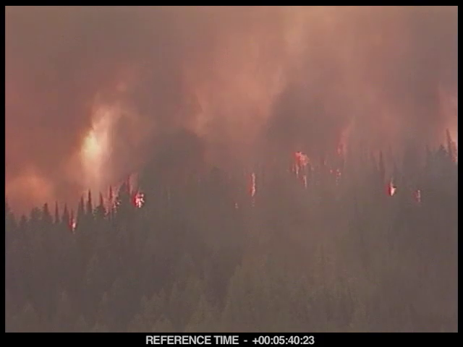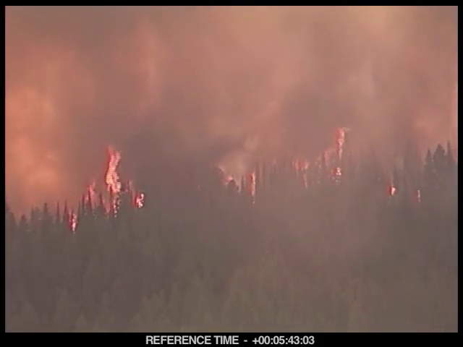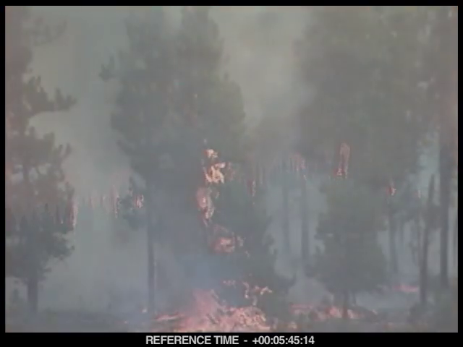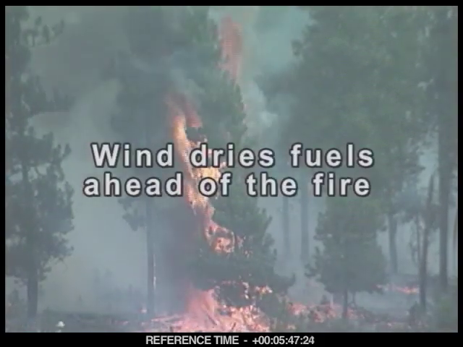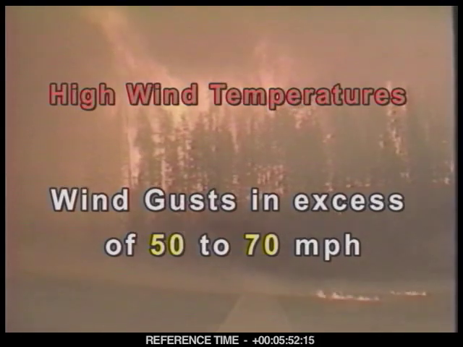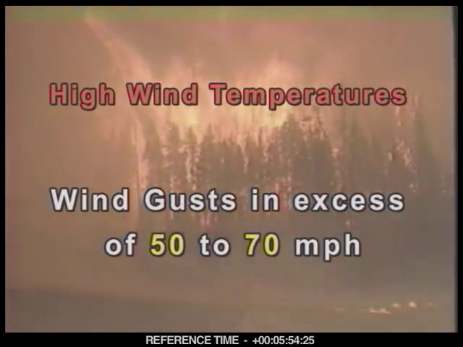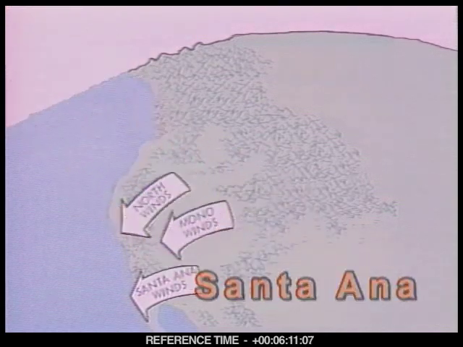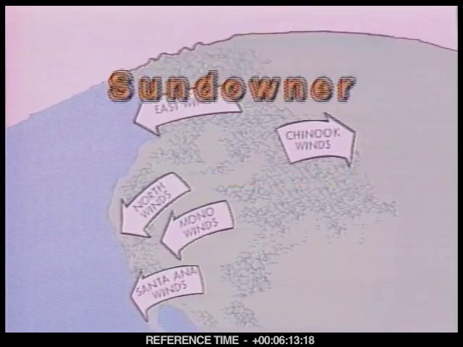As a foehn wind flows downslope, it compresses into the atmosphere and becomes warmer and much drier. This drying effect begins to dry out fuels ahead of the fire, increasing both temperature and wind. These increased temperatures can force wind gusts in excess of 50 to 70 miles an hour. Some of the largest, most damaging, and most costly fires in the West were fueled by gravity or foehn winds. Some winds occur so frequently that they have earned reputations and have been given their own local names like Santa Ana, Chinook, and Sundowner.